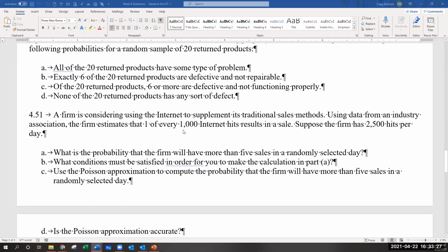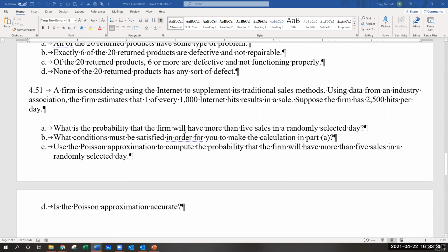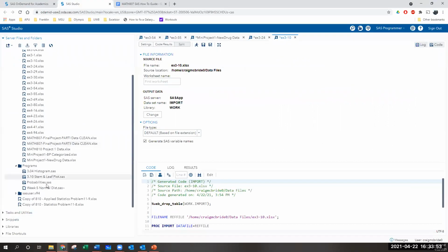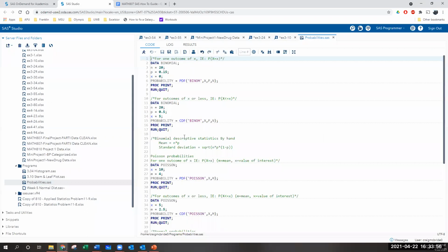So the average, all right, I'm looking at this again. This the average, probably from what, 5 sales ramps select a day. Okay, I have to get my book and read it, I guess, or listen again, in order to use the Poisson, right? So if we go to our code here and we bring up probabilities, we'll see that down here for the Poisson, we need to know the mean and then the value of interest.